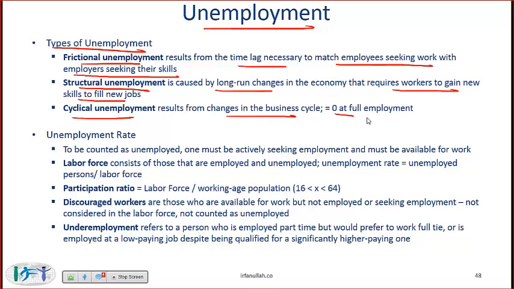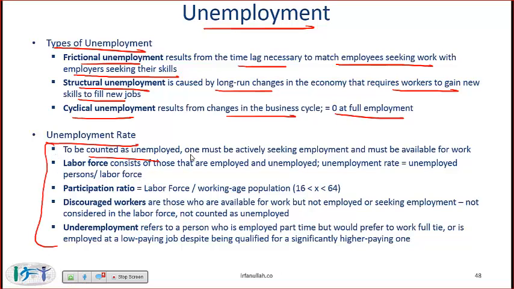If the business cycle is at full employment, so at potential GDP, then the cyclic unemployment should be zero. And simplistically, when the economy is in a recession, then obviously the cyclic unemployment will be high. Unemployment rate, and now you need to know all these terms.